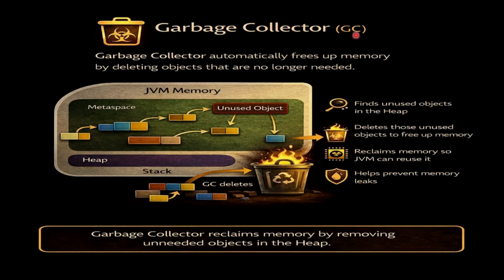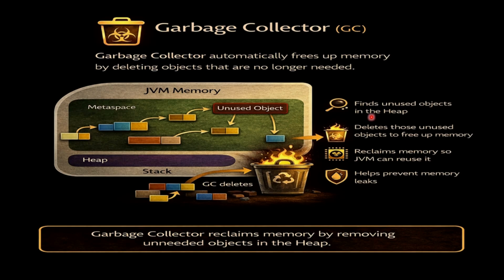Now let's see what is garbage collection, GC. Garbage collector automatically frees up memory by deleting objects that are no longer needed. So this is a diagram of JVM memory where we can see unused objects are being deleted by garbage collection. So how does it delete the object? It finds unused objects in the heap. So how does garbage collection find these unused objects?